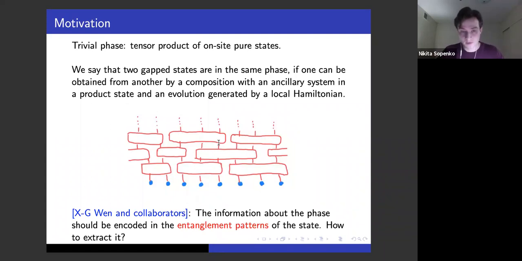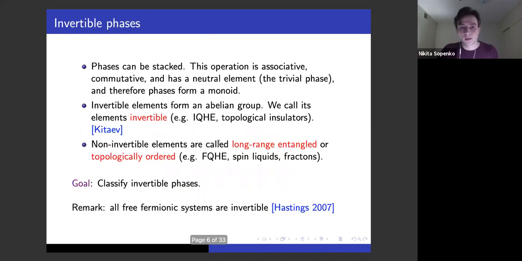But it's sort of a slogan that we want to extract all the information about the phase just from the states, just from entanglement patterns of the state. You can find this, for example, in a nice book by Xiao-Gang Wen and collaborators. But this space of states is very difficult in general, and we want to consider just some class of the states, which we can introduce by noting that there is some natural operation on these phases. That is, they can be stacked.